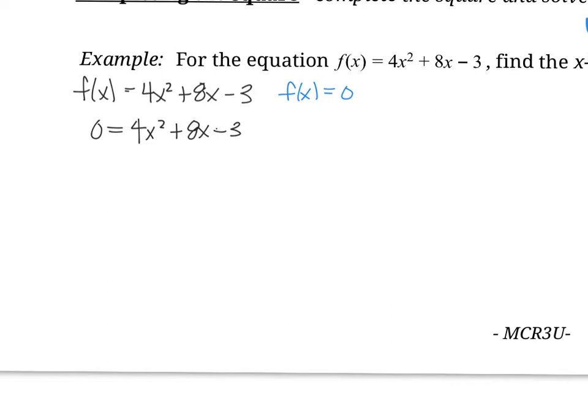So at this point you can bring the negative 3 over if you want, or you can just leave it alone and just continue completing the square. In this case I'm just going to leave it alone. So we're going to start our process by taking out our a value from our first 2 terms.